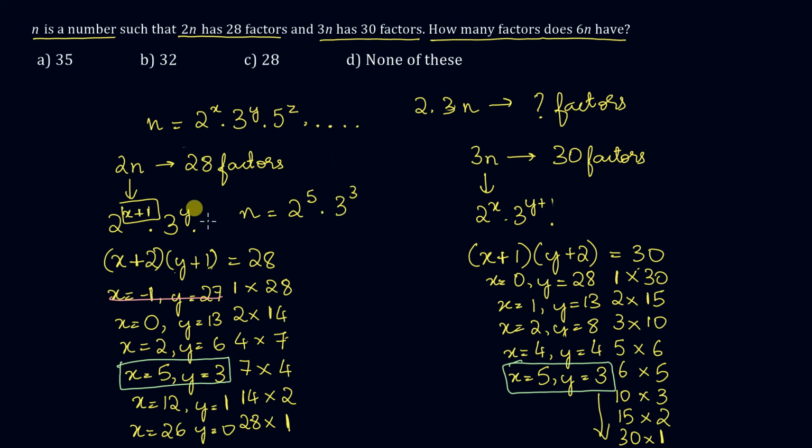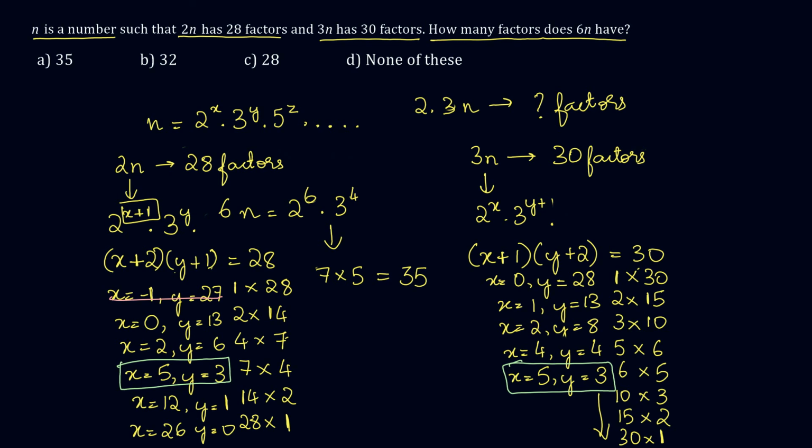Now when we multiply by 6, we are multiplying this by a 2 and a 3, which means the exponent on 2 and 3 will increase by 1. Let's just write it down. 2 to the power 5 will become 2 to the power 6. 3 power 3 will become 3 power 4. And we need to find the number of factors. So we just add 1 to each power and just multiply them. So 7 times 5. Write it down a little neater. 7 times 5. And this is 35.